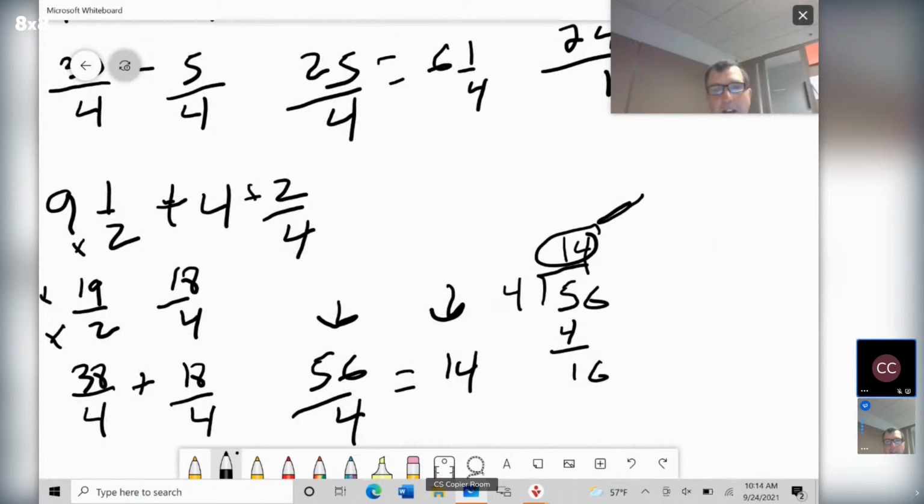So sometimes it works out that the answer is going to be a whole number. And sometimes it's a mixed number. It's a whole number with a fraction.